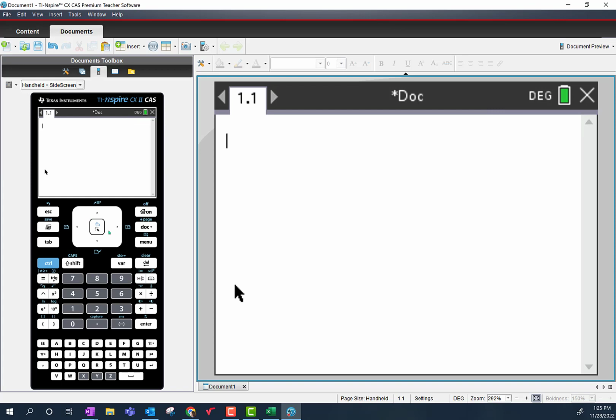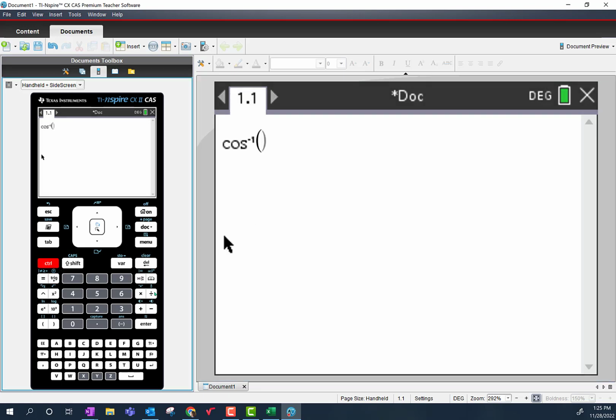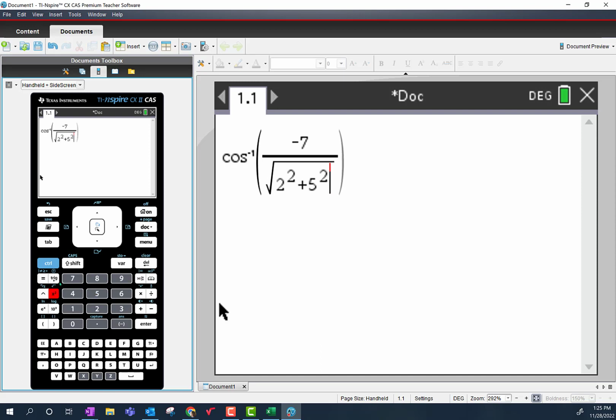It's trig, it's inverse cosine. I'm going to do a fraction, so control equal, I like fractions. So we have negative 7 over, and I'm just going to type it out exactly how it is: the square root of 2 squared plus 5 squared, and then we're going to multiply that by another square root of 4 squared plus, now it wants me to do negative 3 squared.